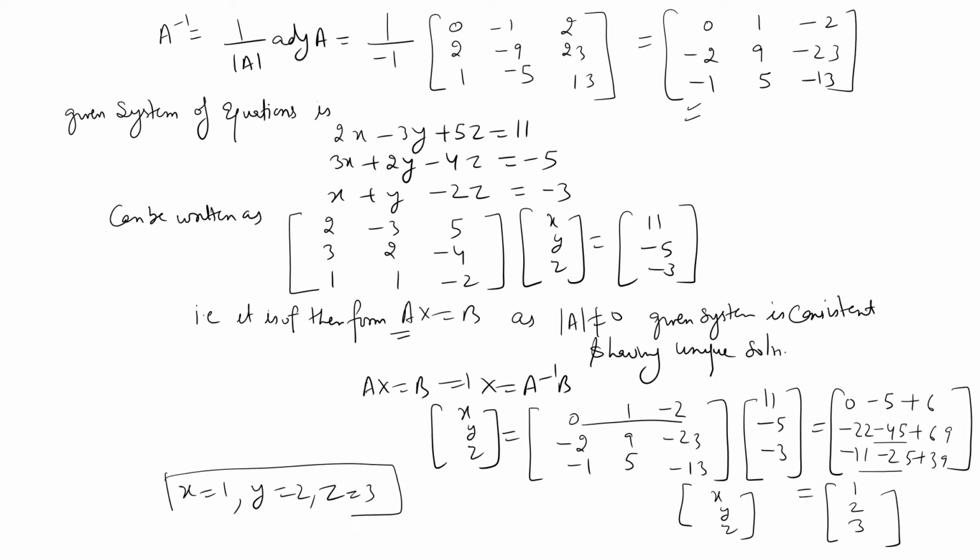Let us confirm whether my result is true or not. I'll put it in any of the equations, so let's go for the third one. It is x plus y minus 2z. So this becomes 1 plus 2 minus 6. So this becomes 3 minus 6, which is -3, and this is my right hand side. So this solution is correct.